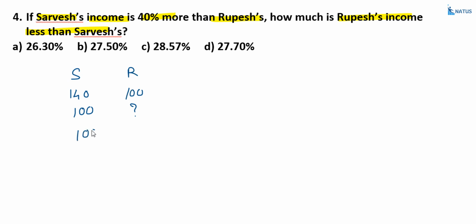Income of Rupesh? What we require? So that is equal to 100 by 140 into 100. This is 5 times and this is 7 times. So this is equal to 500 by 7. So that is equal to how much? 7.